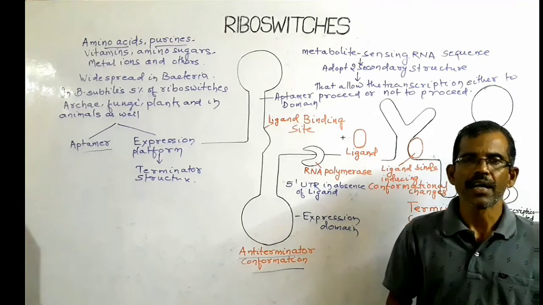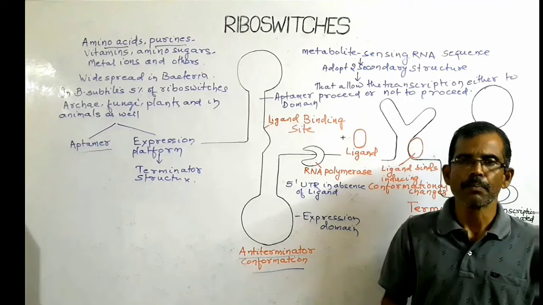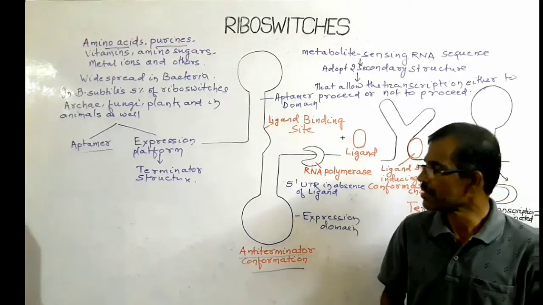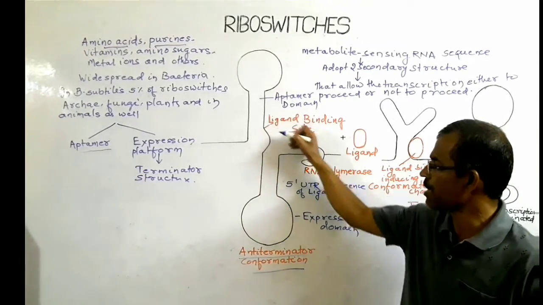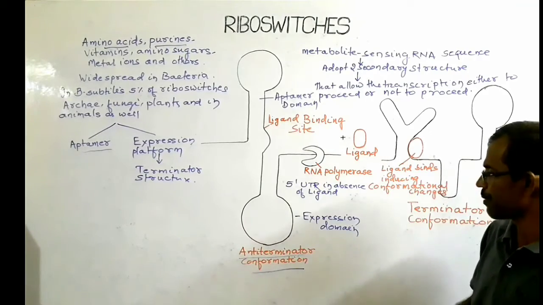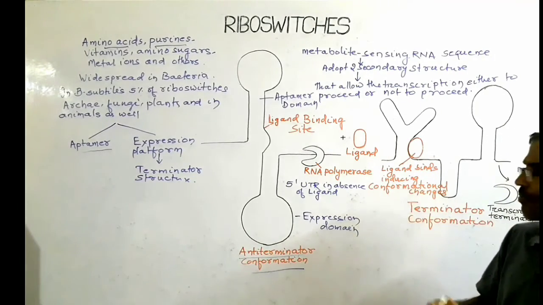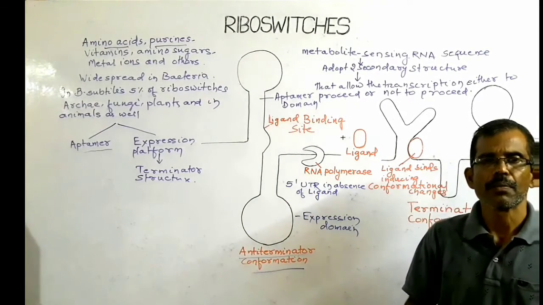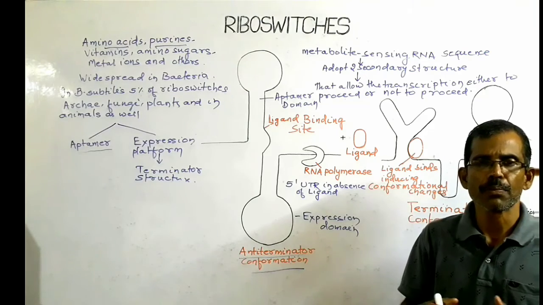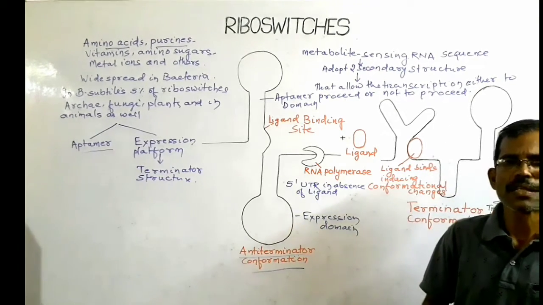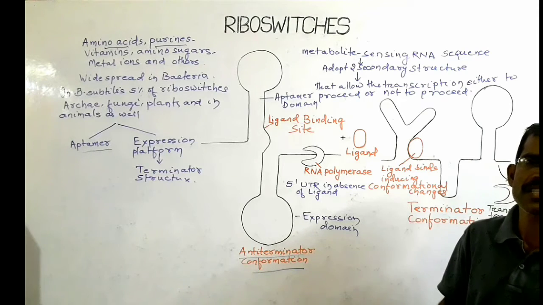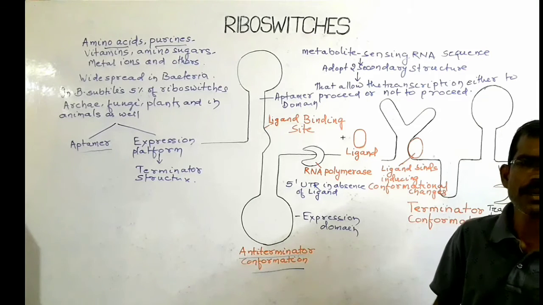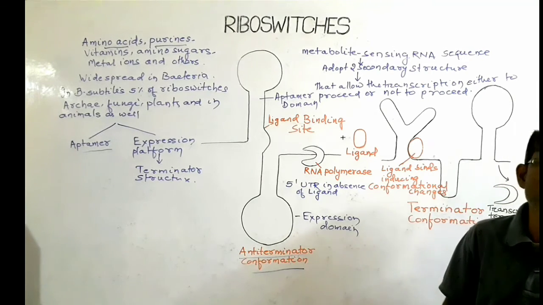When amino acids are absent, the tRNAs remain in uncharged condition. These uncharged tRNAs bind with the ligand binding site of the aptamer domain, and this induces the formation of the anti-terminator conformation. The formation of the anti-terminator conformation allows the transcription and subsequently the translation, so it results in the synthesis of the enzyme aminoacyl tRNA synthetase.